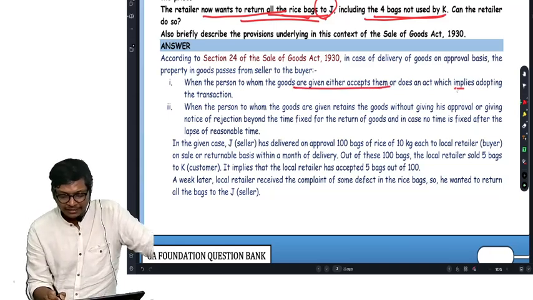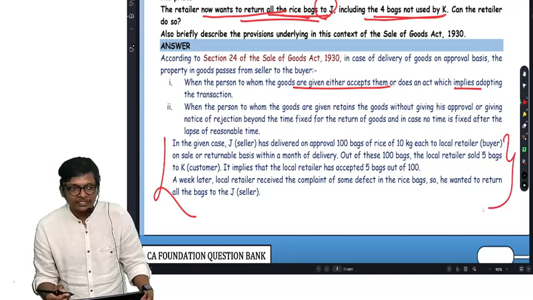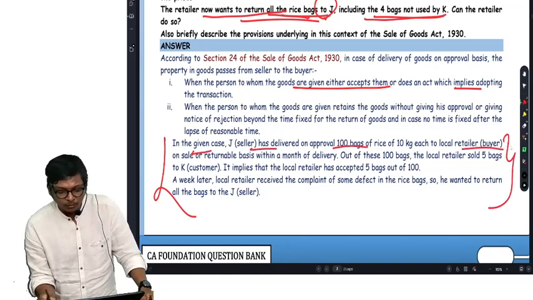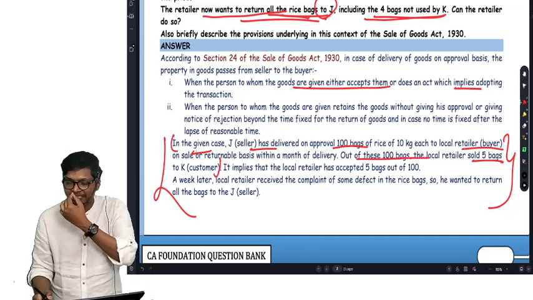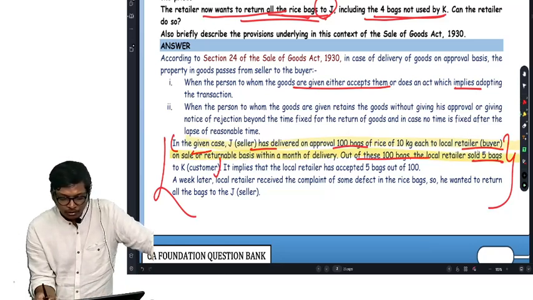Sale on approval basis, now he has accepted, and then analysis. Look how beautifully they have analyzed. In the given case, J has delivered 100 bags on approval. Facts: out of this 100 bags he sold 5. Up to here is facts. First 2.5 lines are nothing but facts. See this whole thing, he rewrote the facts.